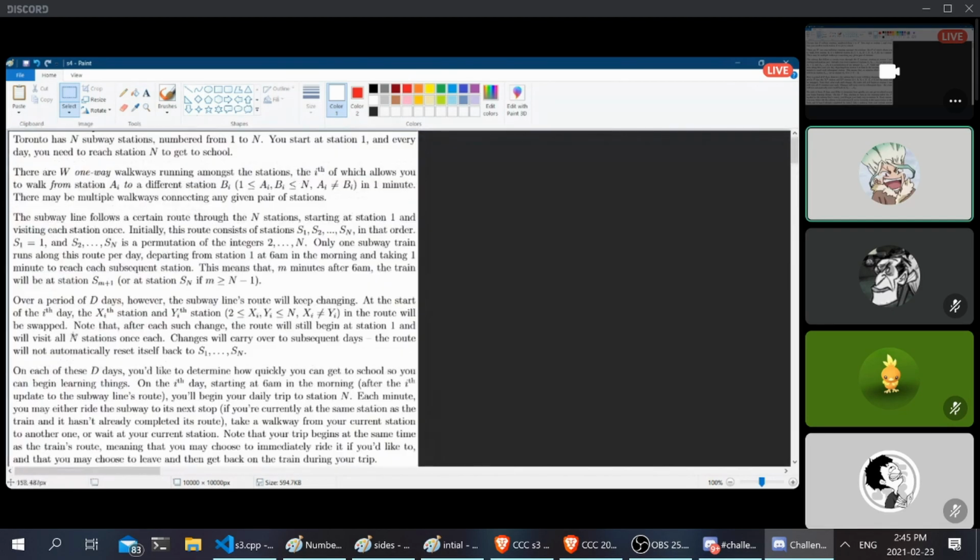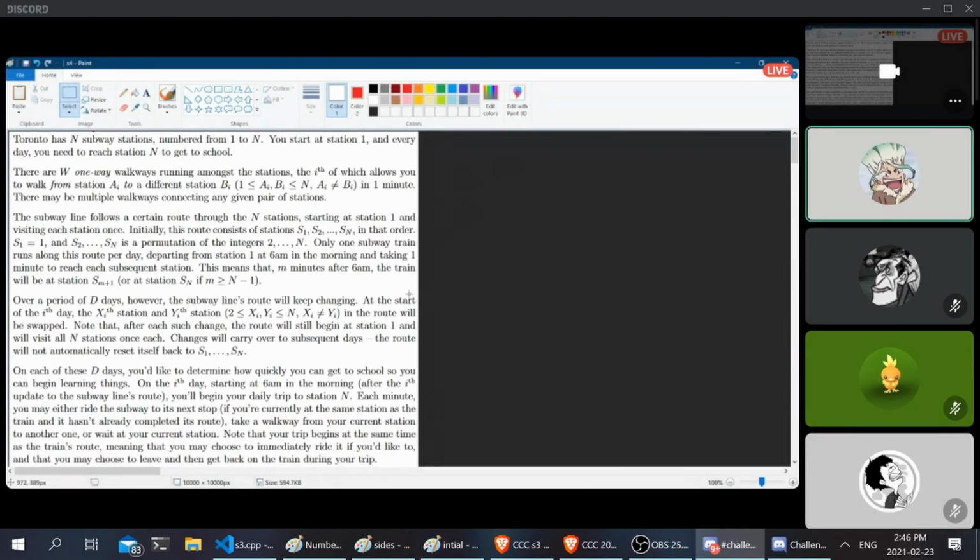So there will be an input. We'll go through that later. And yeah, this sequence of S's is a permutation of the integers from 2 to n. And this is the route that the subway takes. And only one subway train runs along this route per day, departing from station 1 at 6 a.m. in the morning. The time doesn't really matter. And it takes 1 minute to reach each subsequent station. So walkways take 1 minute to go between stations, and subway routes take 1 minute to go between stations.